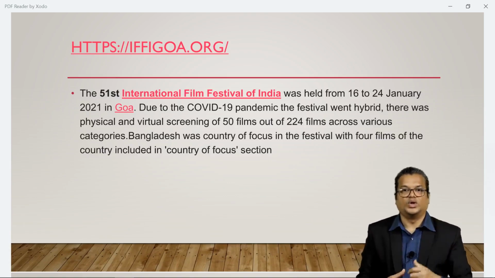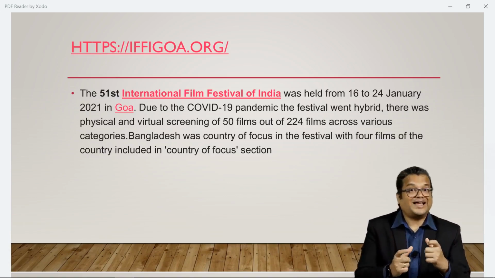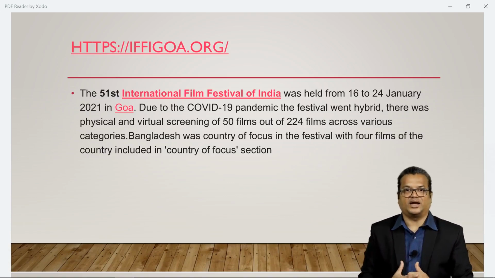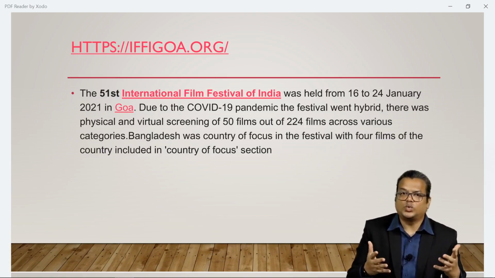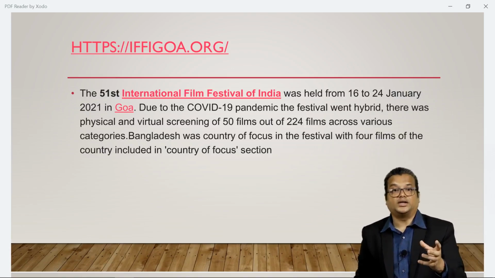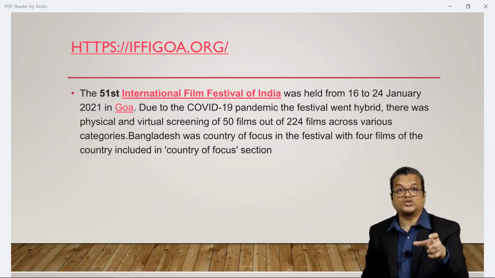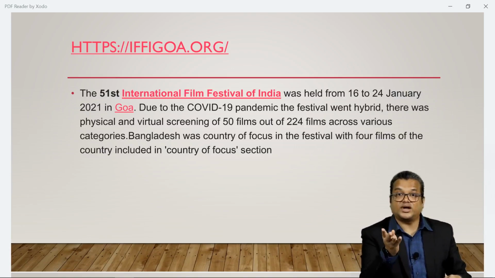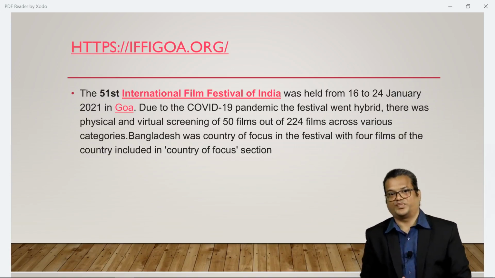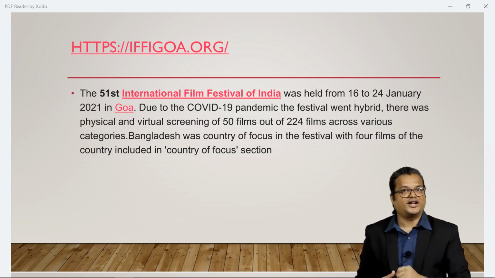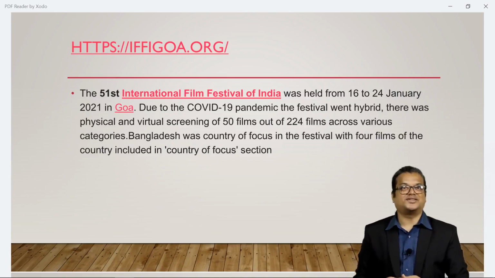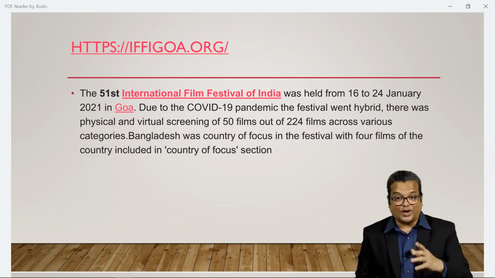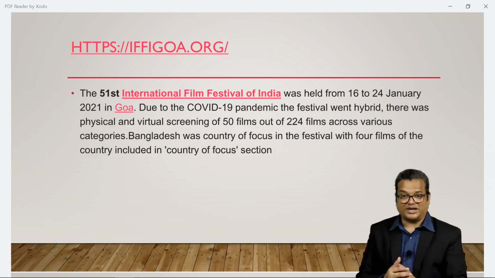Absolutely, I know. So the film festival actually went in a much more hybrid manner. A few films were actually screened and the others were done through virtual screening. And the country of focus section was on Bangladesh, because 4 films were under this country of focus section. Okay, so remember this update as well, as you remember political things, something related to elections, a lot of government schemes. Along with that, even this also matters, friends.